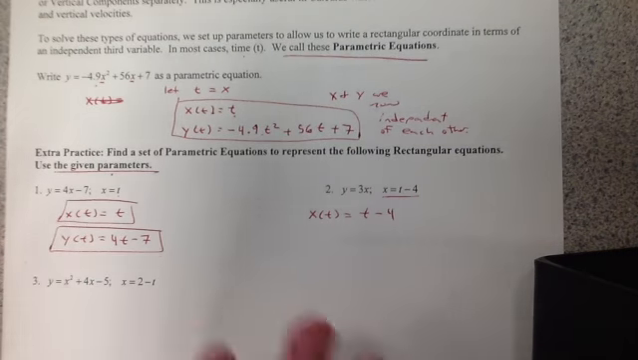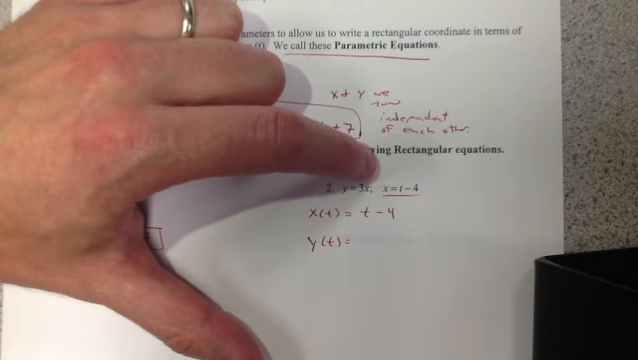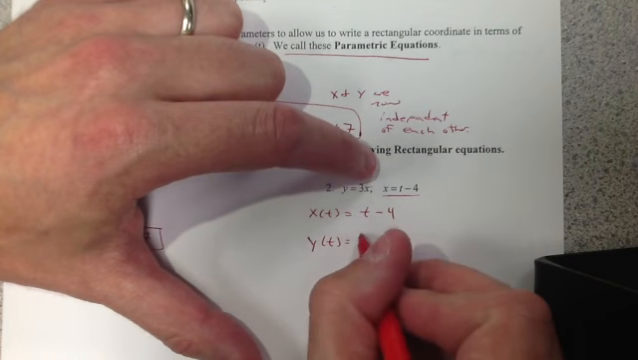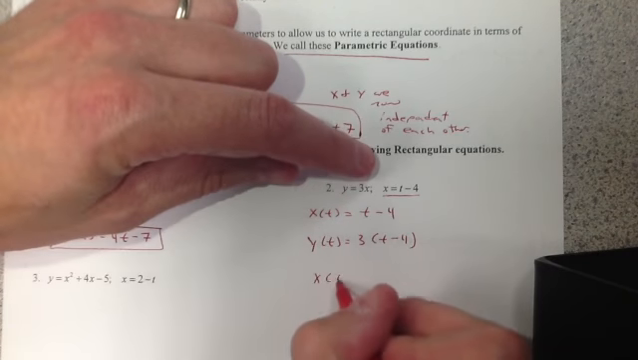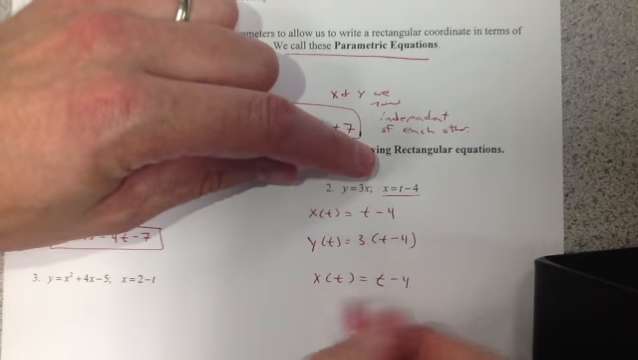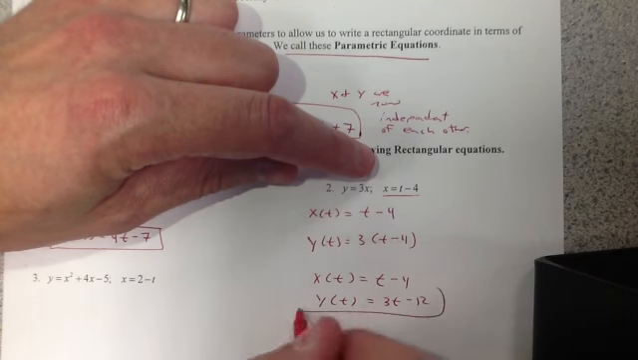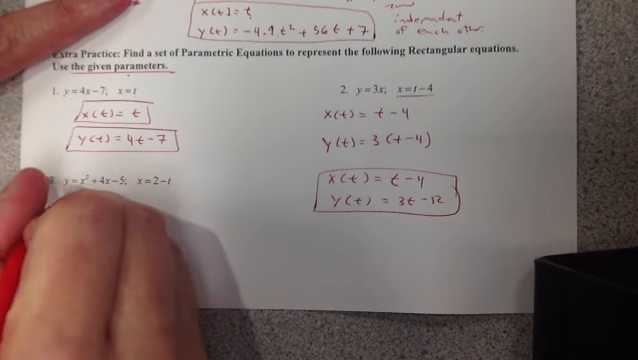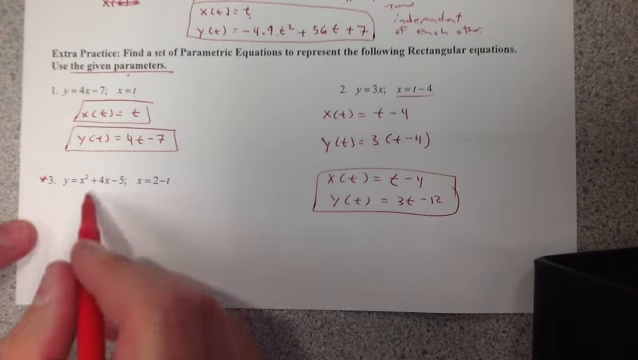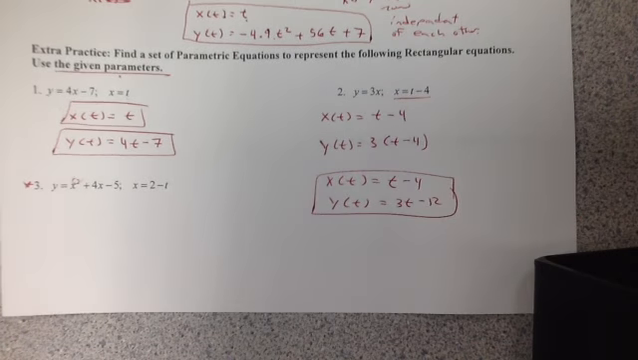But going back to what we're doing today, for my y of t, everywhere we see an x, we plug in a t, or t minus 4 in this case. 3 times t minus 4. And you can leave it like this, or you can rewrite it. X of t is t minus 4. Y of t is 3t minus 12. And there's our parametric equations. So try number 3. Be careful when you square, okay? And then let's go into the next part.